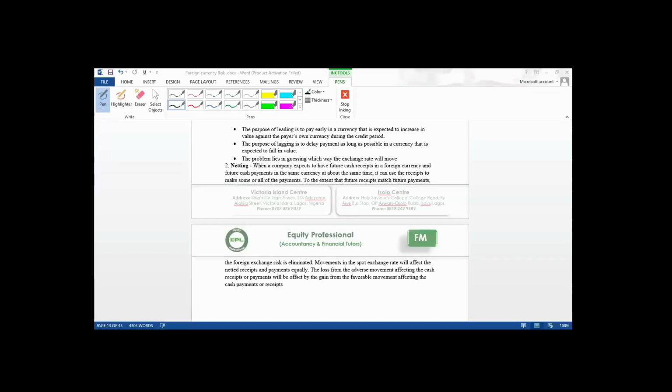So the two transactions are in the same currency. You now net off 20 million payments in pounds against 15 million receipts in pounds. When you get your receipt, you are going to use it to net off your payments. In that case, you have reduced your exposure by netting.